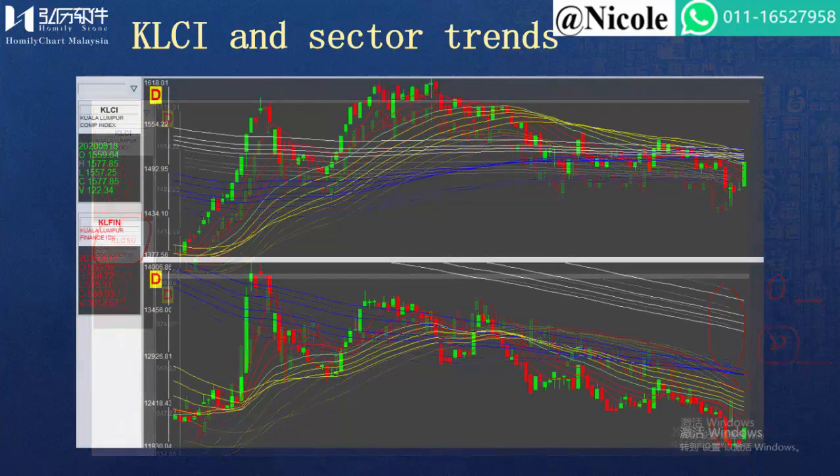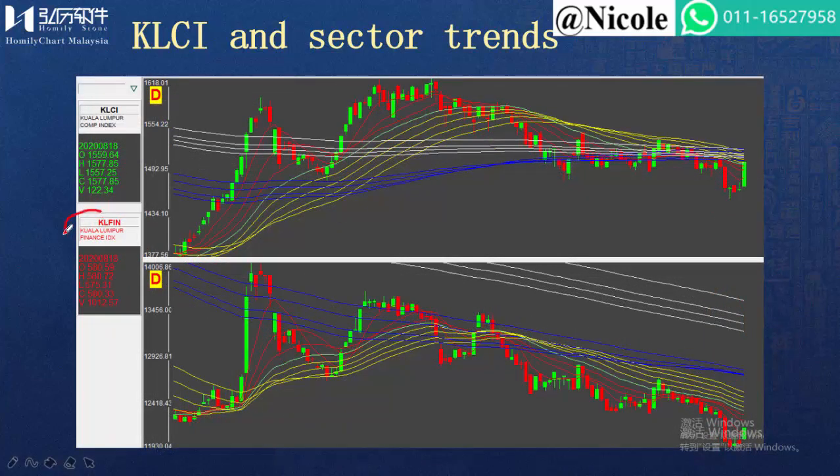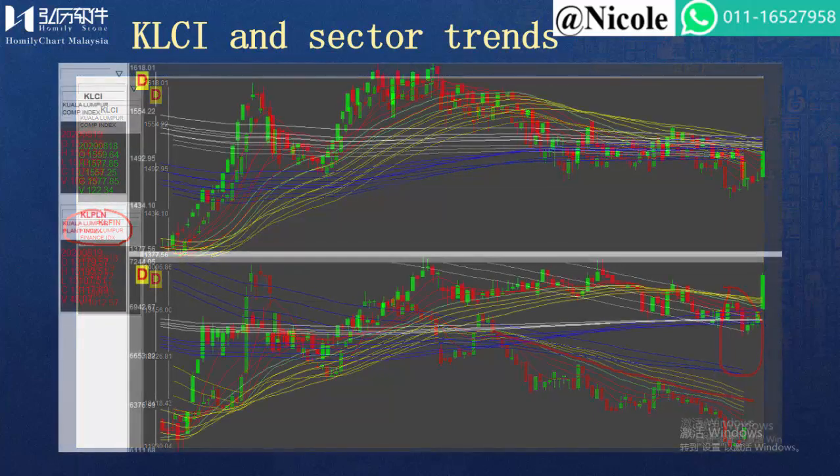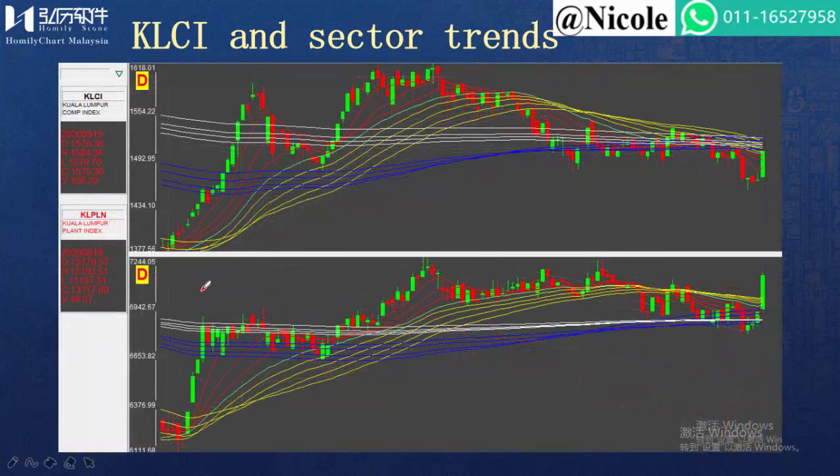And the next one is finance. Because finance actually is very similar to construction. Long-term downtrend and midterm downtrend, weaker than KLCI, right? And then this one, plantation.